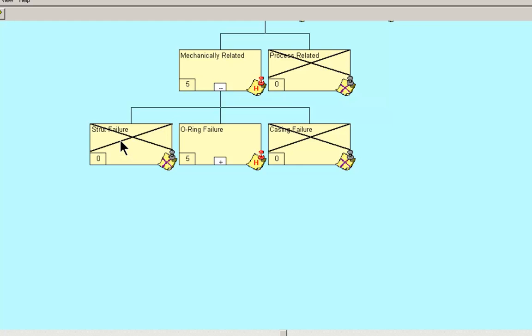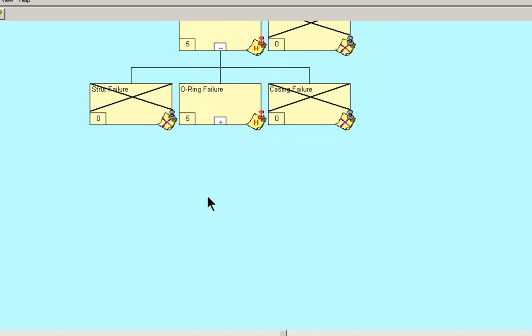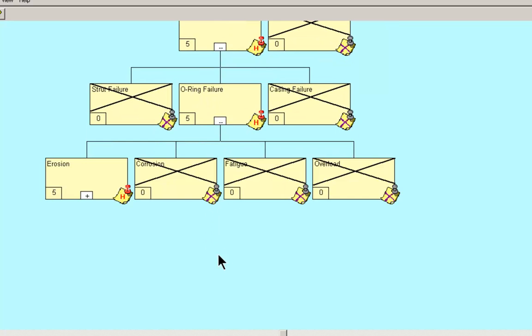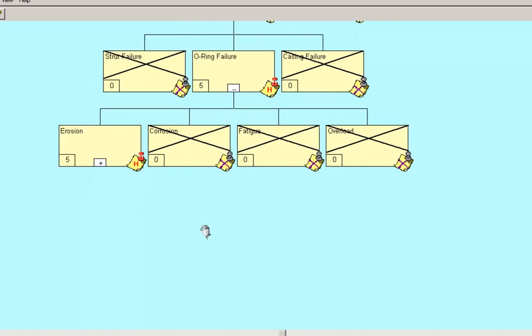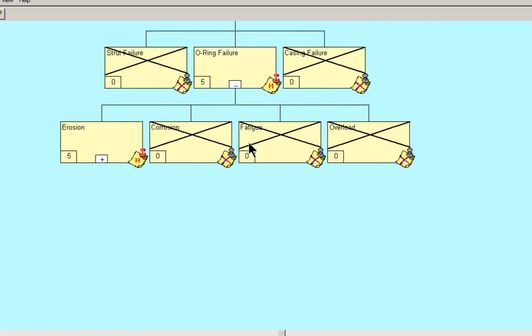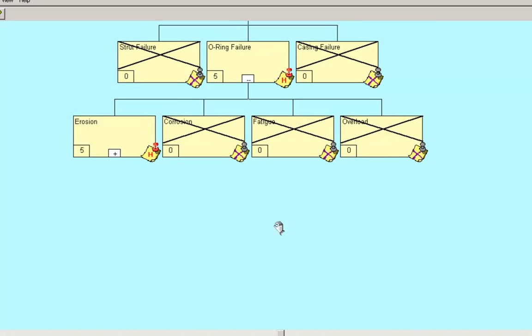Well, the strut could have failed, the casing could have failed, or the O-ring could have failed. Again, the retrieval of the parts here supports that this was an O-ring failure as opposed to the casing or the strut itself. The O-ring failing actually caused the strut to fail. How can I have an O-ring failure? Erosion, corrosion, fatigue, and overload.